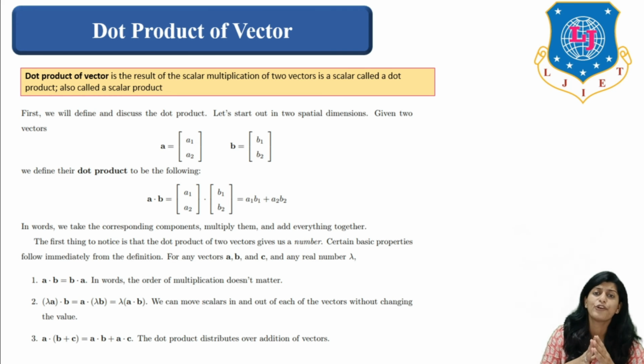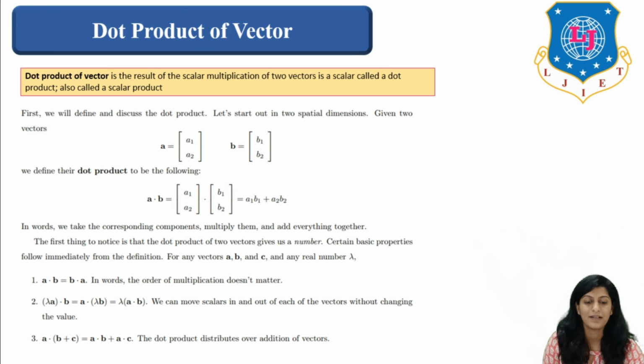Now there are a few basic properties associated with the dot product. So let's see what they are. The first property states that A dot B is equivalent to B dot A, right? So in the case of the dot product, the order doesn't matter. Whether you multiply A with B or B with A, it will give you the same result. Also, we can move a scalar in and out of each vector without changing the value. So if we do lambda A dot B or A dot lambda B, it will again give you the same result.